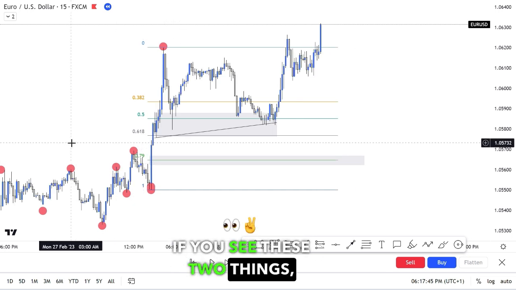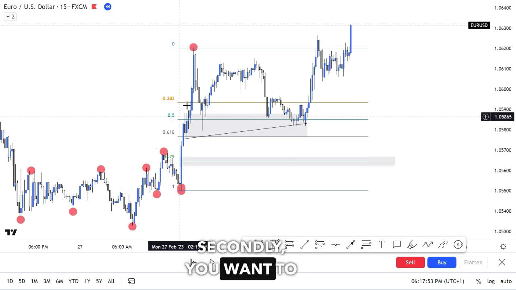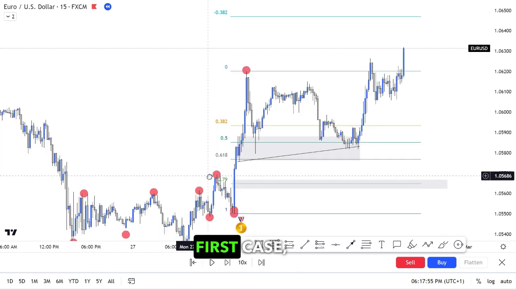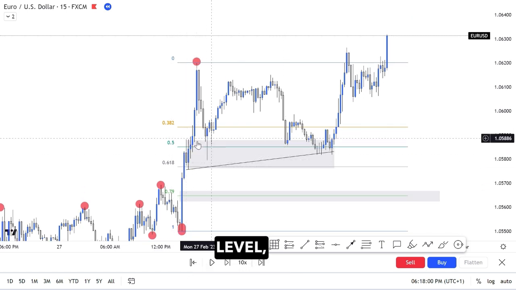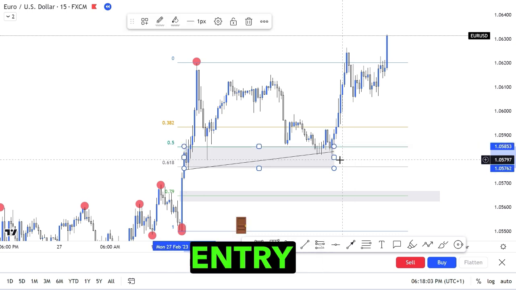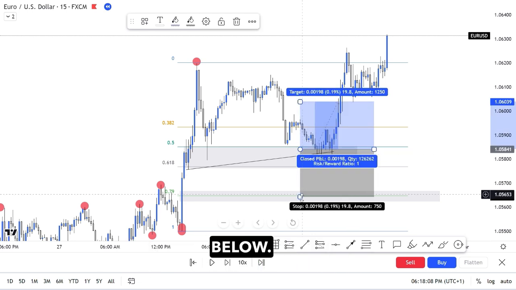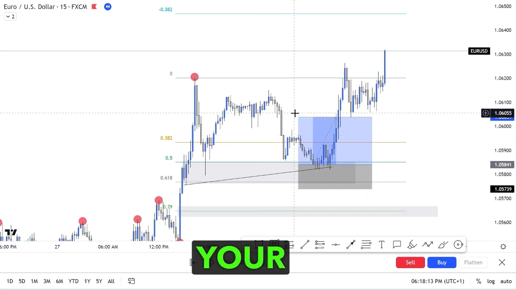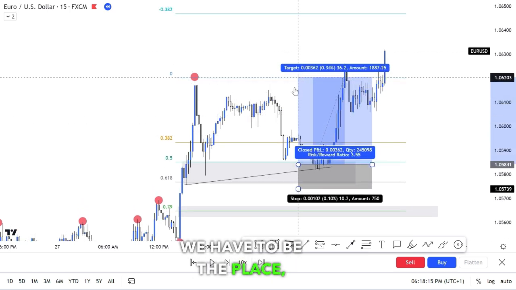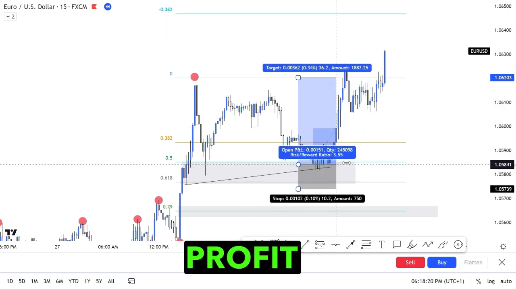If you see these two things, then feel free to enter your trade from there based on confirmations. Okay, so first you want to see a fair value gap. Secondly, you want to see a valid order block. In this first case, which is this 50% slash 62% level, which is this window, this is the entry window. So in this case, your stop loss will have to be somewhere below that order block, and your first take profit will have to be the high that you started drawing your fib from. All right, so that should be your take profit at least.